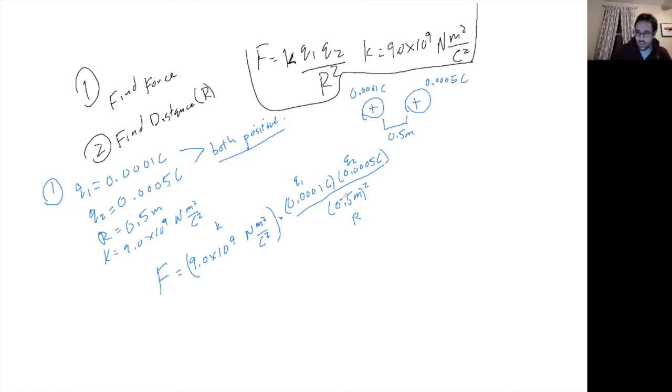Okay, and now there are a few ways we can approach this. The first way is to plug it all into your calculator, which you certainly could do. The second is to maybe take advantage of some exponents. If we want to rewrite it, this here is 1 times 10 to the negative 4. And this is 5 times 10 to the negative 4. So if we multiply those together, 1 times 10 to the negative 4 times 5 times 10 to the negative 4, that's equal to 5 times 10 to the negative 8. And on the bottom, what we have is 0.25 meters squared, if I square this. So that's 2.5 times 10 to the negative 1.